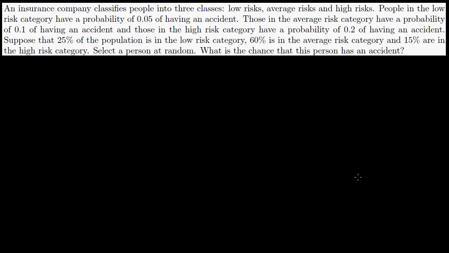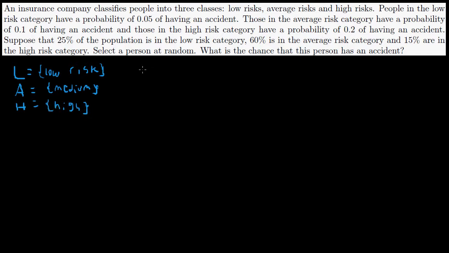An insurance company classifies people into three classes. We have low risk, average risk, and high risk. So now we have the probabilities of each of them getting into an accident. So let's define each of these first. This is the low risk people. Low risk. This is average, so let's say medium. And this is high risk.